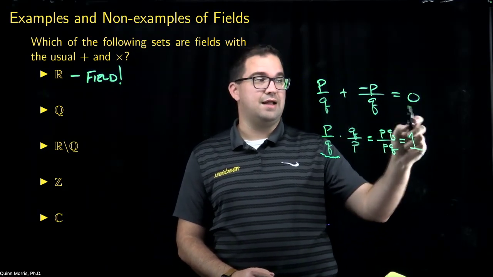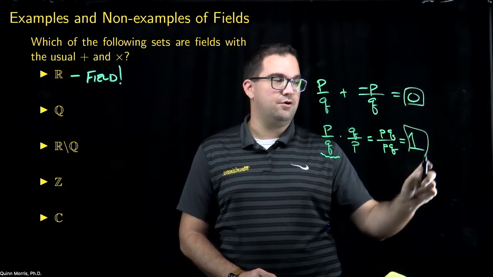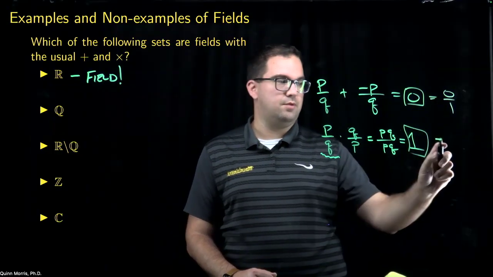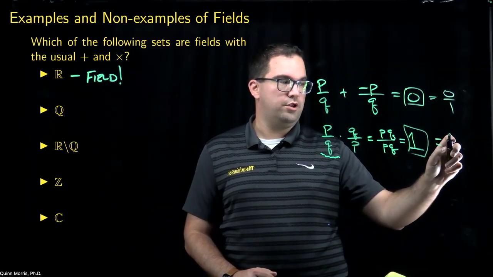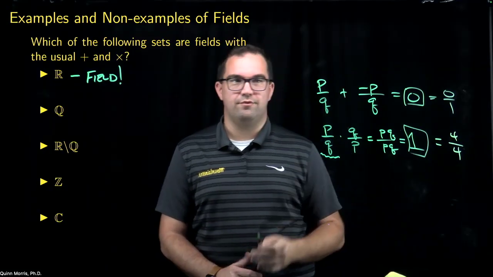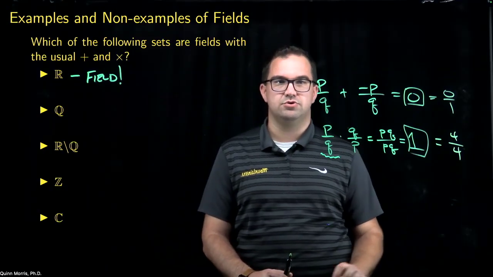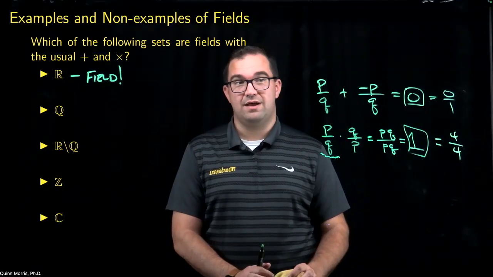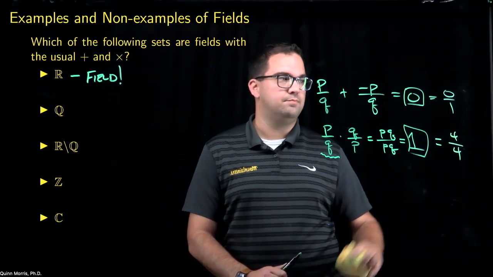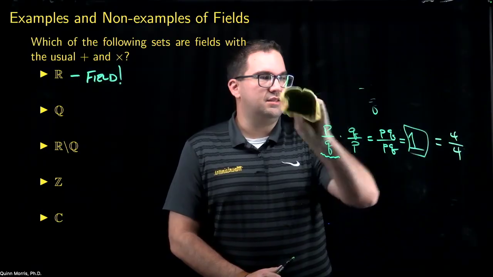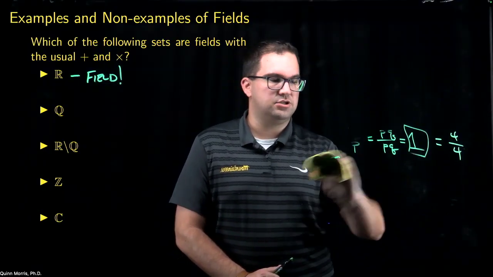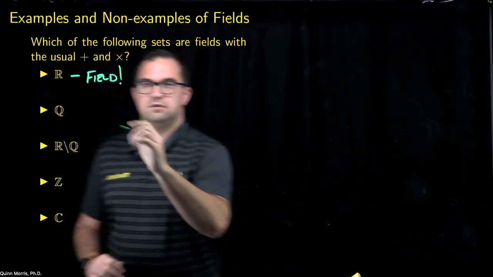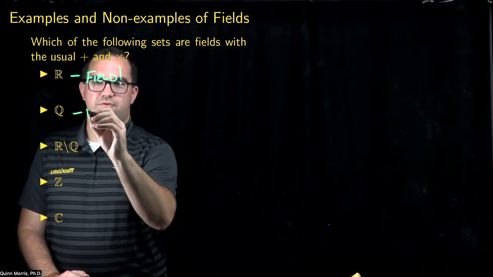I also need the existence of the identities here and here. This is easy because I can write this as 0 over 1. So it's definitely a rational number. I can write this as 1 over 1 or 4 over 4. It's also a rational number. It can be expressed as a ratio of integers. So my additive and multiplicative identities are both also rational numbers. So even though I've done these slightly out of order, I have established that the rational numbers satisfy all the properties, and so these also form a field.